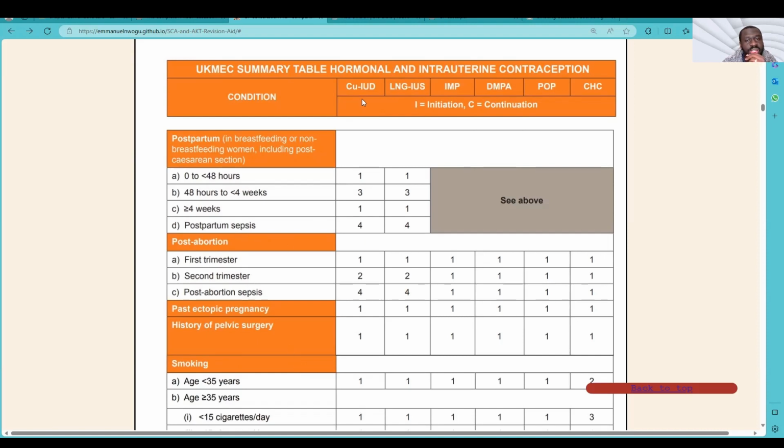Postpartum sepsis: you don't put any foreign body into the uterus, both Mirena and copper. Postpartum sepsis is an absolute contraindication.